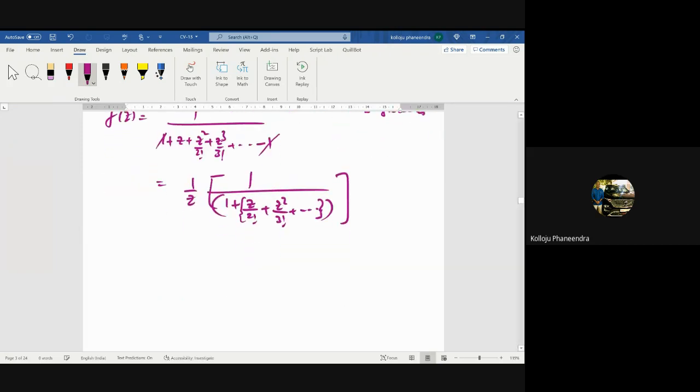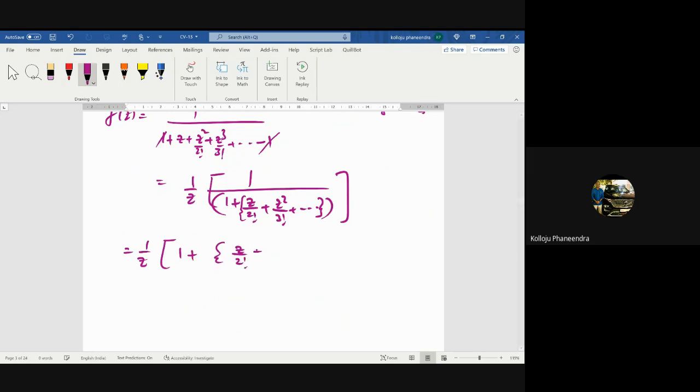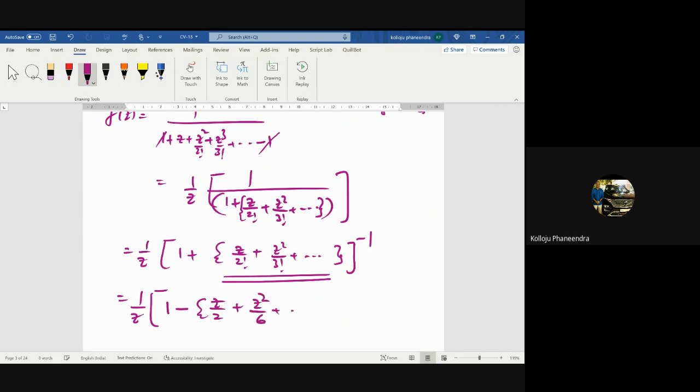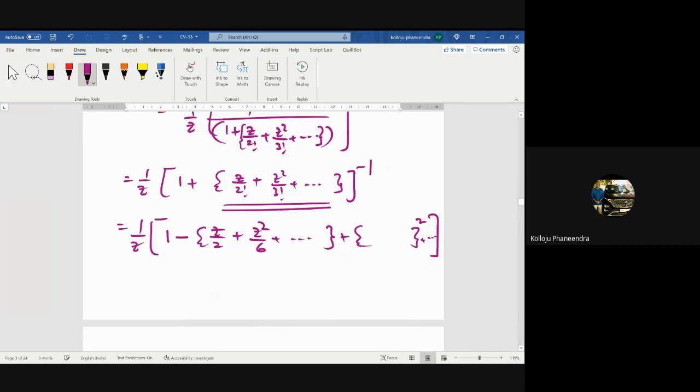Then I have taken this one to numerator, (1 + z/2! + z²/3! + ...) whole to the power of minus 1. So this is taken as x, and the (1 + x) to the power of minus 1 expansion is 1 − x, that is, 1 − z/2 + z²/6, and so on. Next term is this whole square, and so on. I am just explaining briefly. Let me take 1/z inside: 1/z − 1/2 + z/6, and so on.